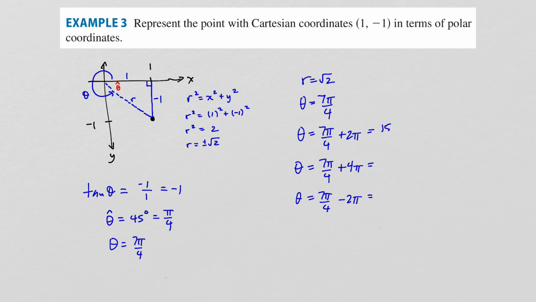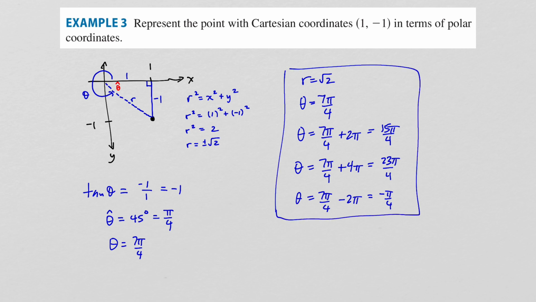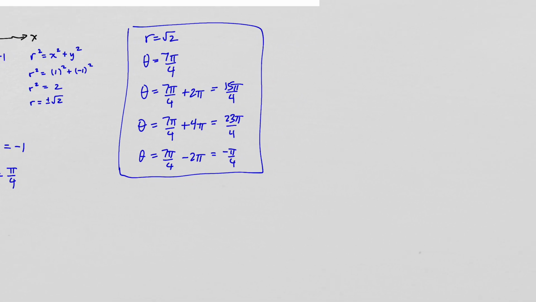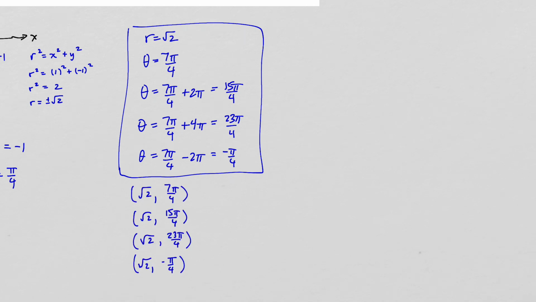So for example, here we would get 15 pi over 4. Here we would get 23 pi over 4. And here we would have negative pi over 4. All of these angles could go with r equals radical 2. So all of these are polar coordinates that would coincide with the given Cartesian coordinates. And so any one of these points here would be polar coordinates for the given Cartesian coordinates.